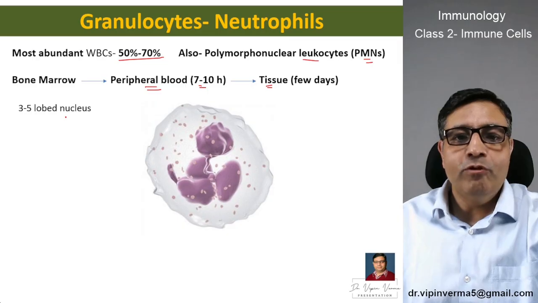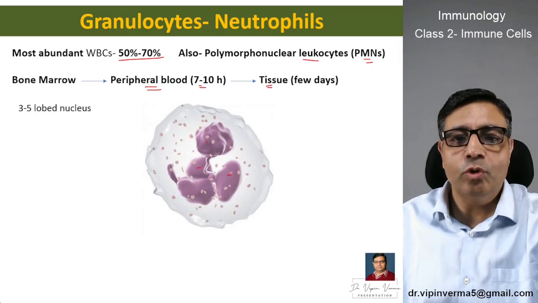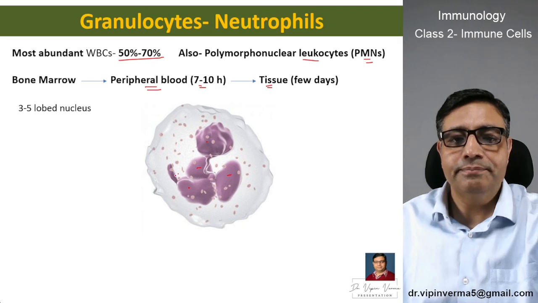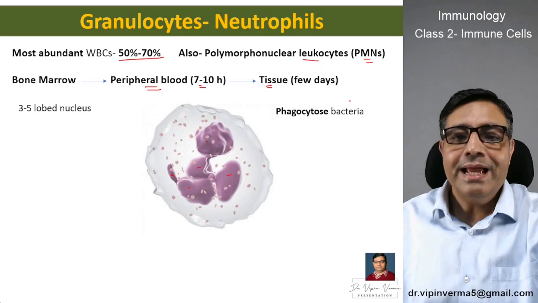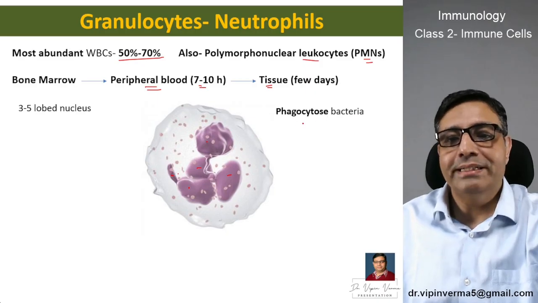They have a 3 to 5 lobed nucleus. So you can see here the nucleus. These are the lobes of the nucleus. You can see the 5 lobes here. Okay. And this is the 5th lobe here. And they phagocytose bacteria, so they are phagocytic cells.